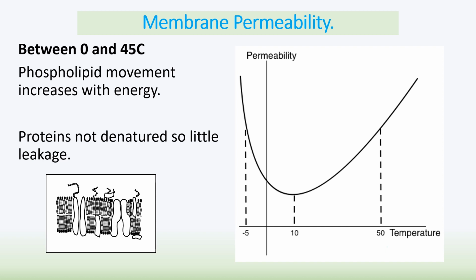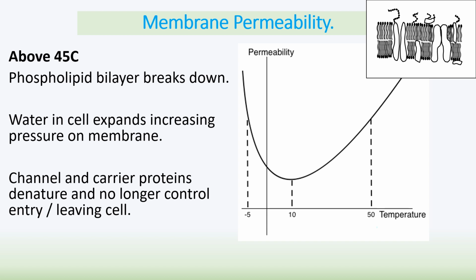However, between 0 and 45 degrees, you're adding more energy to the phospholipids, so therefore they will start moving. But there'll be very little protein denaturation at that temperature, because that's the optimum range of temperatures for proteins, so very little leakage. So as the temperature goes up along here, if you watch the graph, you're getting more and more energy, phospholipids vibrating more, meaning more gaps appear, so things can move through the gaps between the phospholipids.